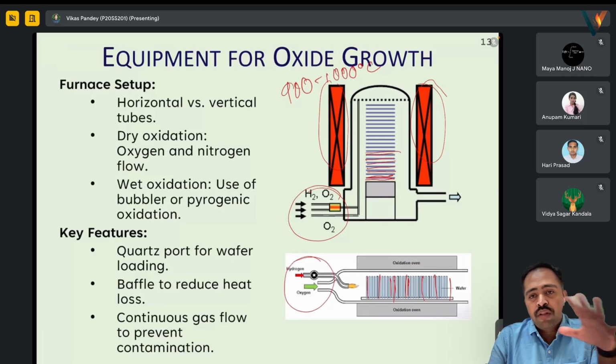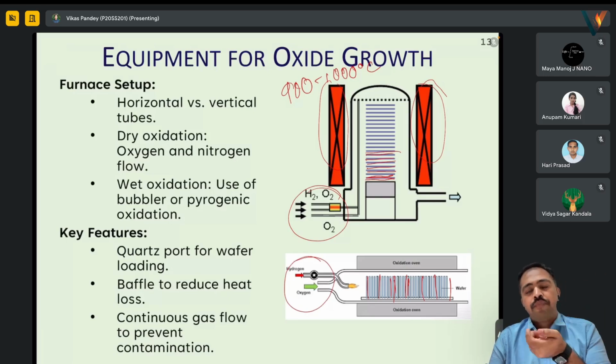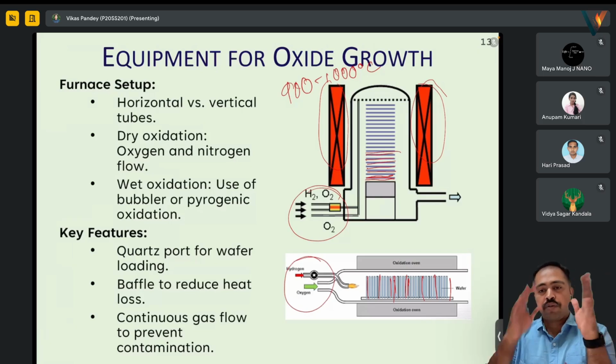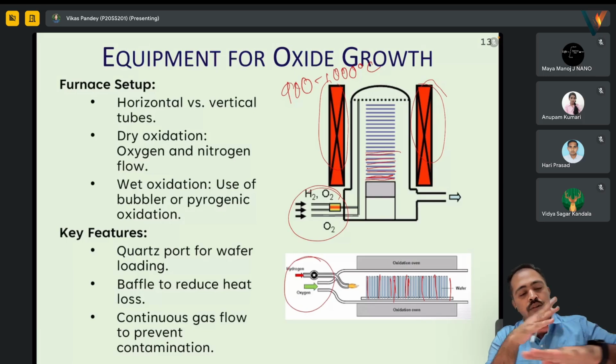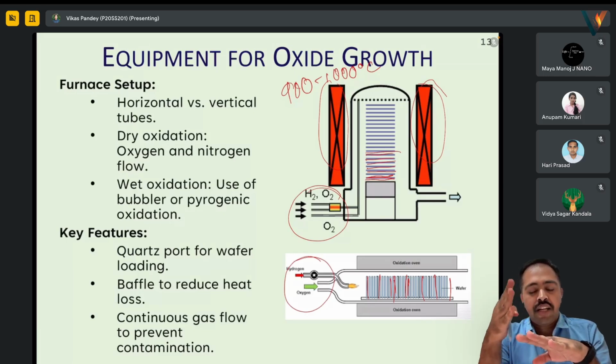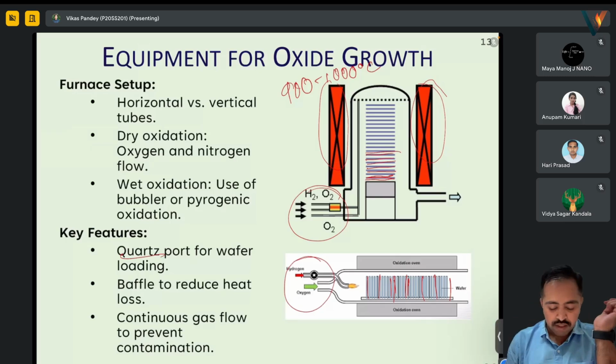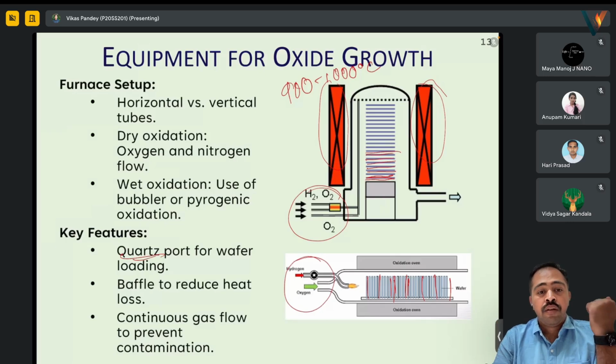In all this, we cannot use simple plastic or glass. So quartz is used for all the equipment, even the tray on which you will keep everything stacked, because it can resist this much temperature. As well as some baffle is used to reduce the heat loss.